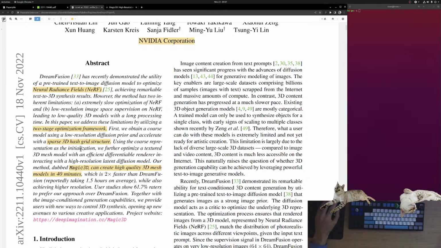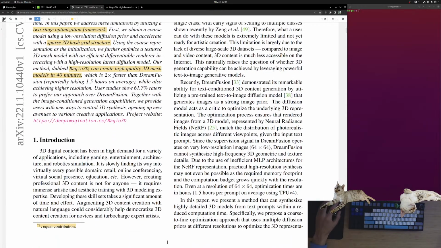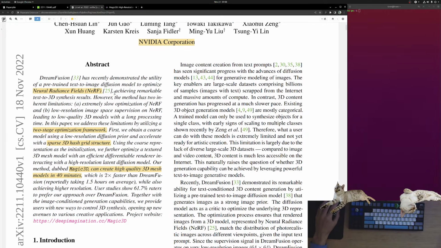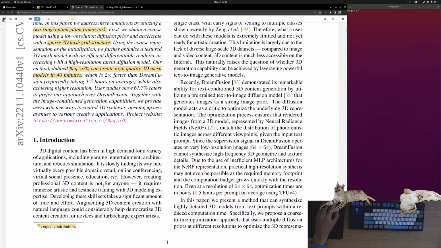Together with the image condition generation capabilities, we provide users with a new way to control 3D synthesis. Awesome. I really hope they release this, right? 3D digital content is important. And it's getting everywhere, right? The metaverse is taking over.